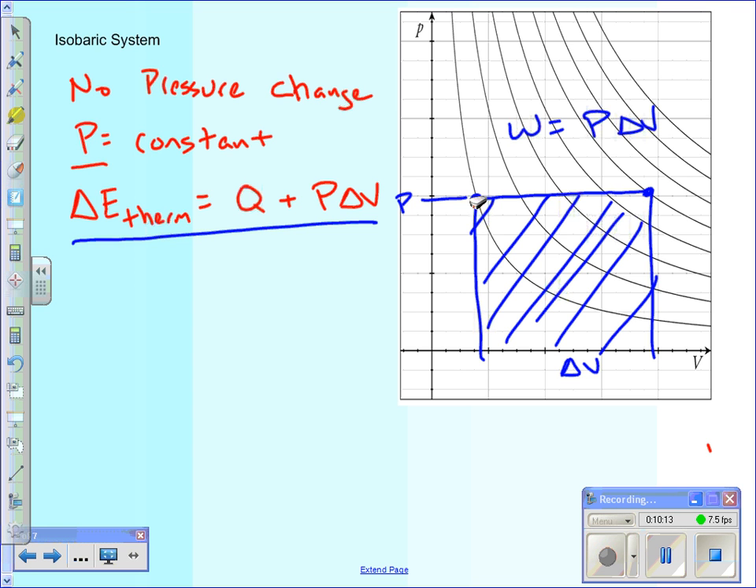If the isobaric process goes in this direction, from state 1 to state 2, that's expansion. So we would say that the work done by the gas is positive. The work done on the gas would be negative. If the isobaric process goes in the other direction, from state 1 to 2, this is compression. We would say that the work done by the gas is negative, and the work done on the gas is positive.